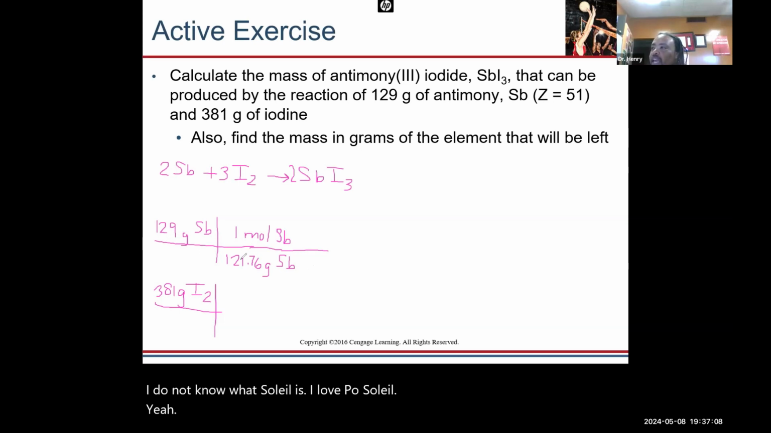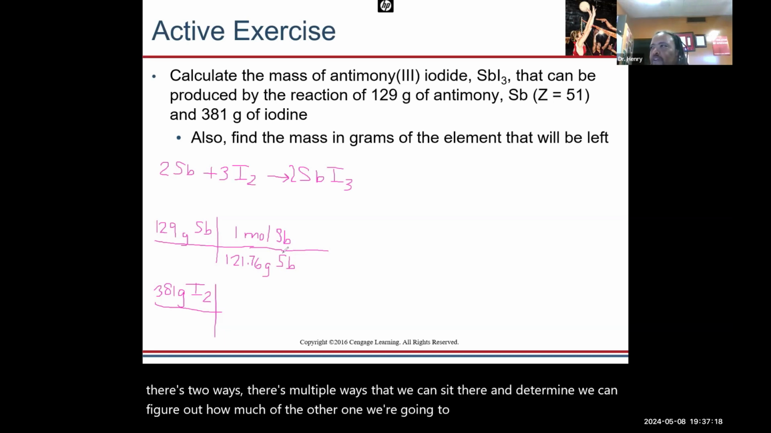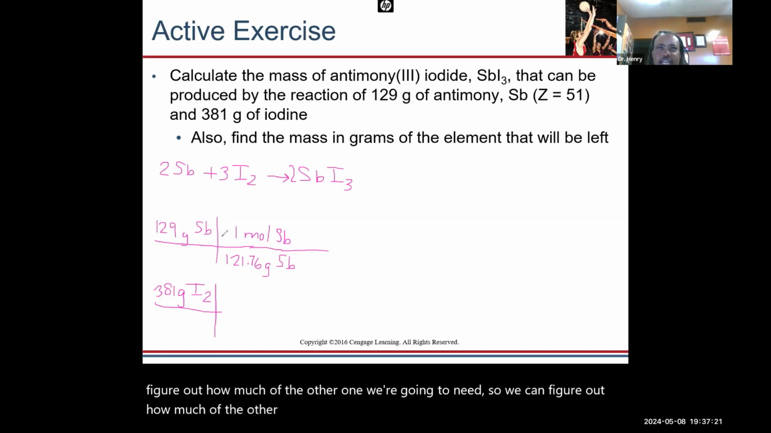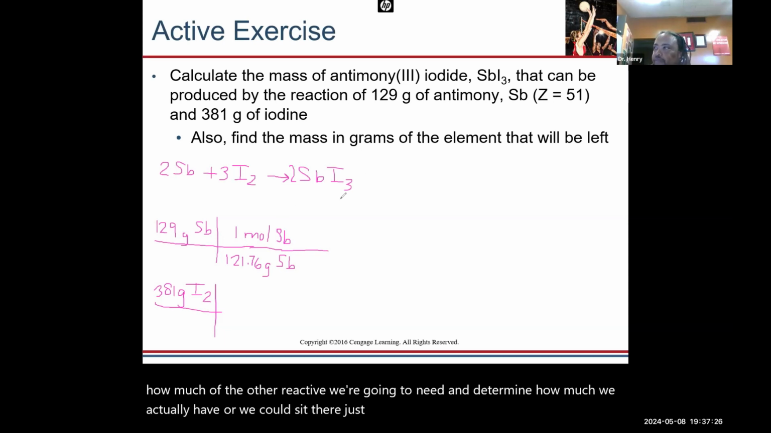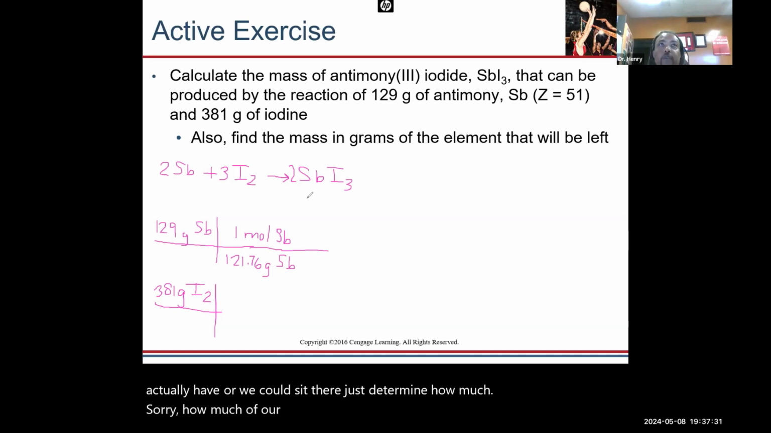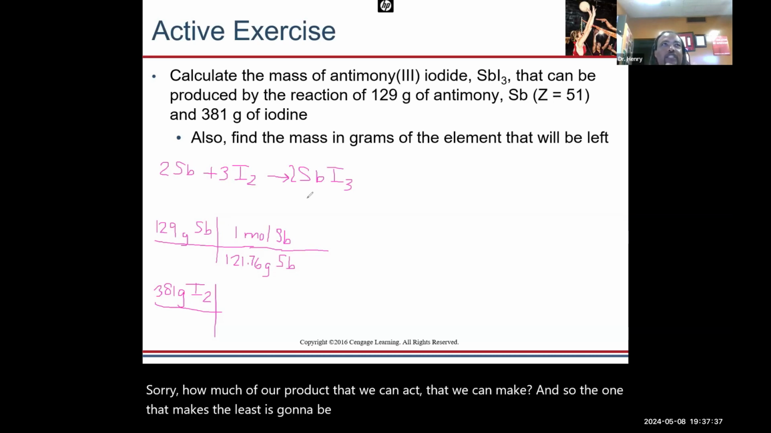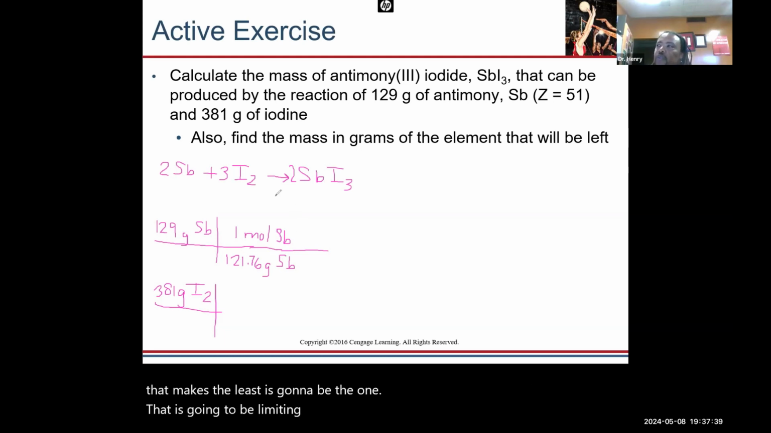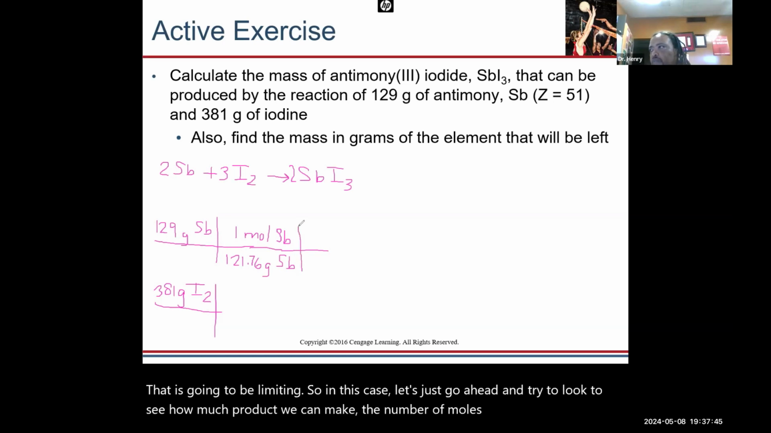Okay, so now we have our number of moles. There are multiple ways that we can consider. We can figure out how much of the other reactant we're going to need and determine how much we actually have. Or we can determine how much of our product we can make. The one that makes the least is going to be the limiting one. So in this case, let's try to see the number of moles of product we can make.